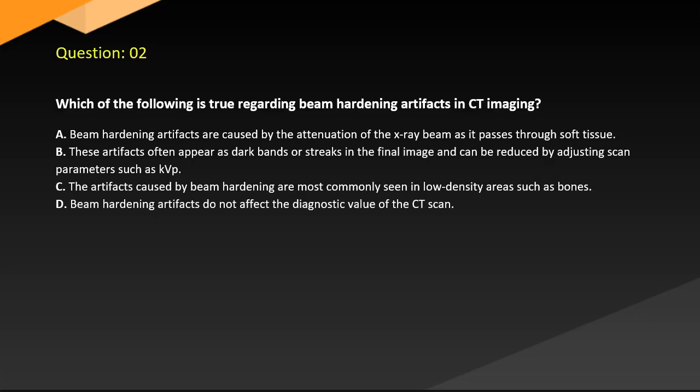Question 2. Which of the following is true regarding beam hardening artifacts in CT imaging? A. Beam hardening artifacts are caused by the attenuation of the X-ray beam as it passes through soft tissue. B. These artifacts often appear as dark bands or streaks in the final image and can be reduced by adjusting scan parameters such as kVp. C. The artifacts caused by beam hardening are most commonly seen in low-density areas such as bones. D. Beam hardening artifacts do not affect the diagnostic value of the CT scan.